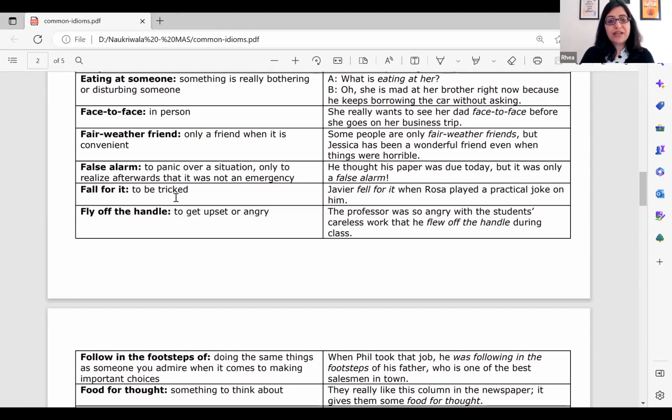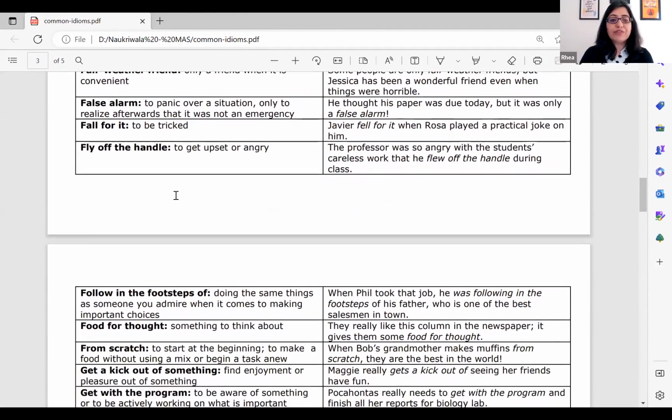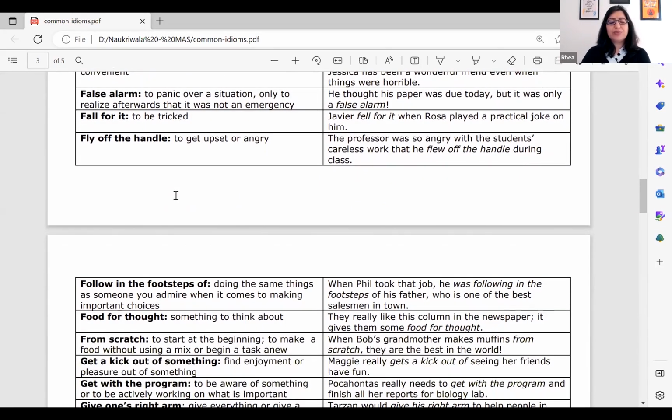Fell for it. Fell for it means to be tricked. So she played a prank and he fell for it. Means he got tricked into the prank. Fly off the handle. Fly off the handle means to be very, very, very angry. So the professor was so angry with his students' careless work that he flew off the handle during the class. Means he got really angry, he got very upset during the class.